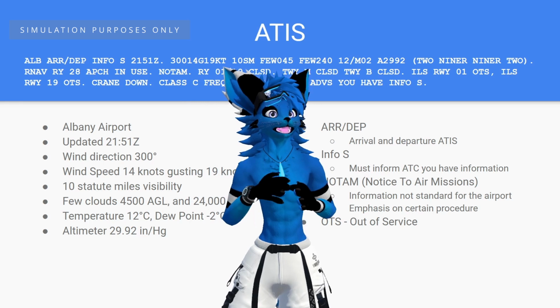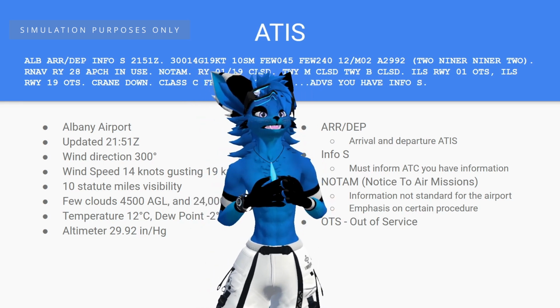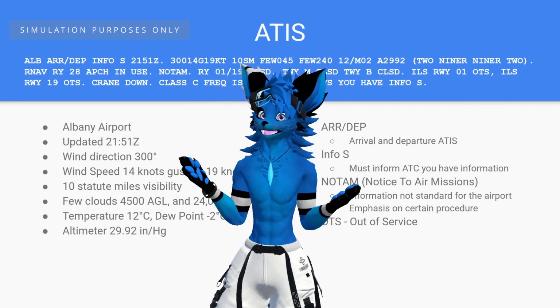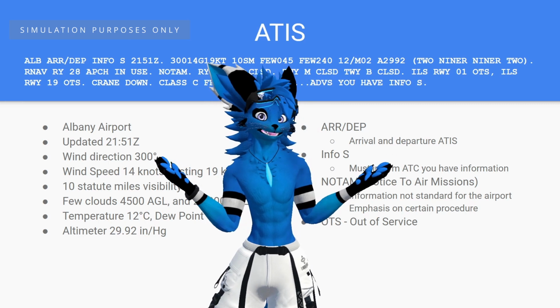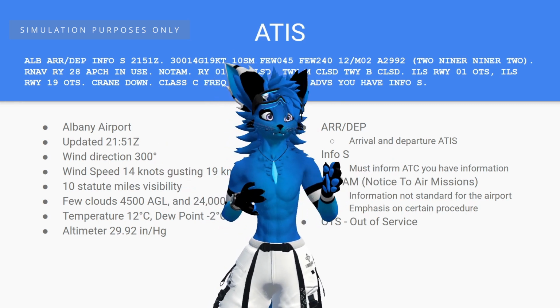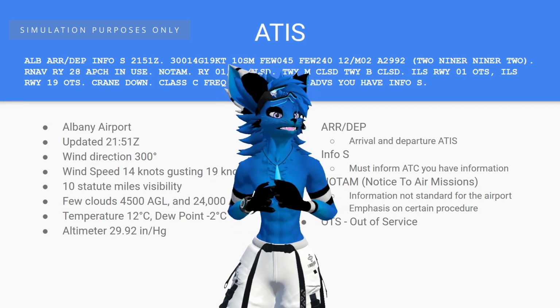Taxiway Mike is closed. Taxiway Bravo is closed. We have two taxiways that are not being used. ILS runway 01 out of service. So OTS is an acronym for out of service. I don't know how OTS is an acronym for out of service, but that's what they use. ILS runway 19 out of service. Crane down. That one's a little bit weird. I guess that means there's a crane down on the runway or something. I don't know. Either way, we're not using that runway.